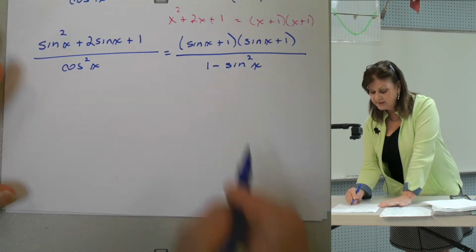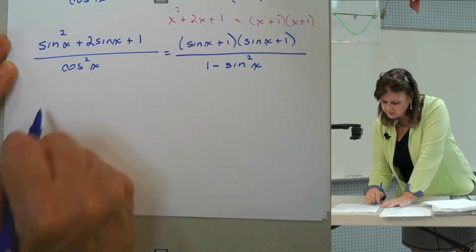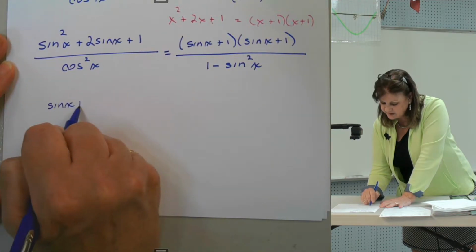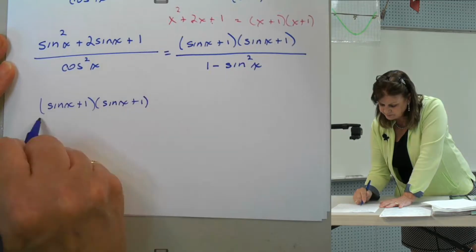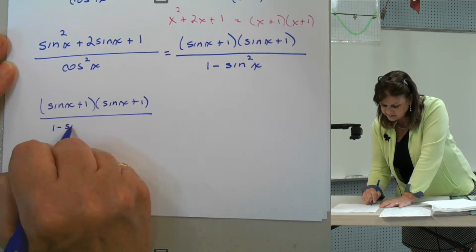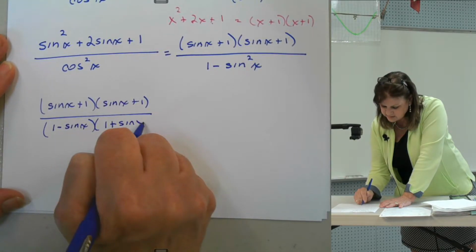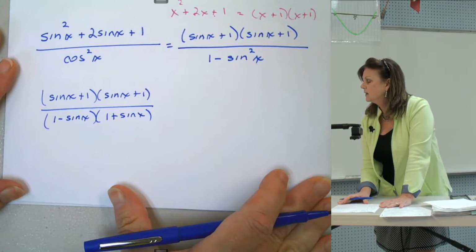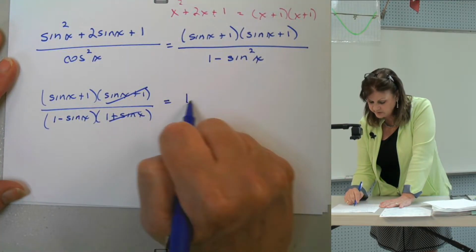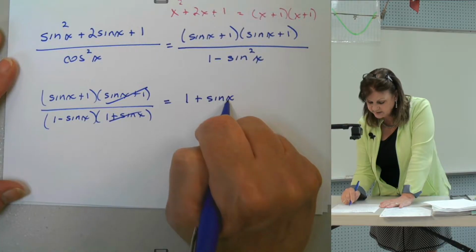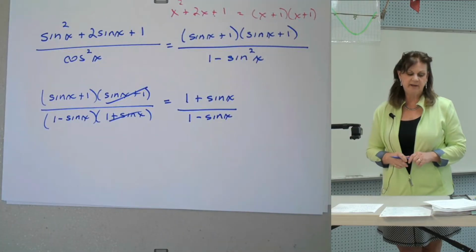Well, I know, isn't this difference of squares? A squared minus b squared? Sure it is. So now in your numerator you have sine x plus 1, sine x plus 1 over 1 minus sine x, 1 plus sine x. And of course, these terms cancel out, and you're left with 1 plus sine x over 1 minus sine x, and that's where we were heading.